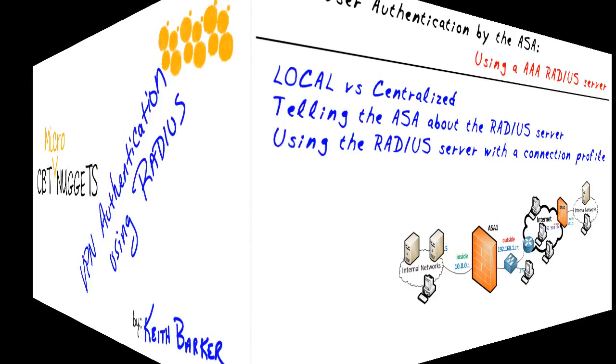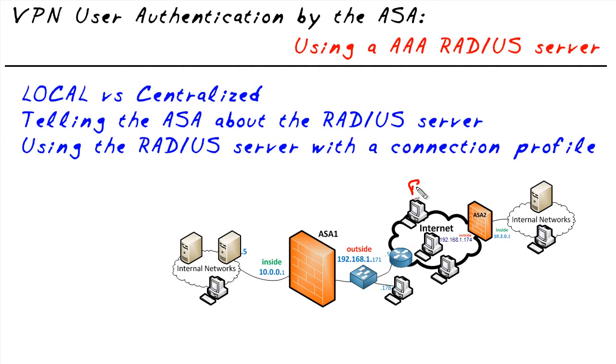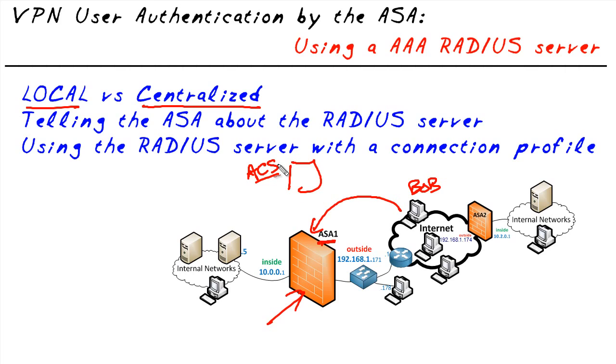Let's jump in. When authenticating users, so we have Bob out here on the internet, and he's building a VPN connection to this VPN gateway, ASA1. There are at least 2 different places that we can store the username and password. We can store it locally, which means on the ASA itself, or we could put it on a centralized server. By having a centralized server, such as Cisco's ACS server or some other AAA server, we can create Bob's user account here, and here's how it works.